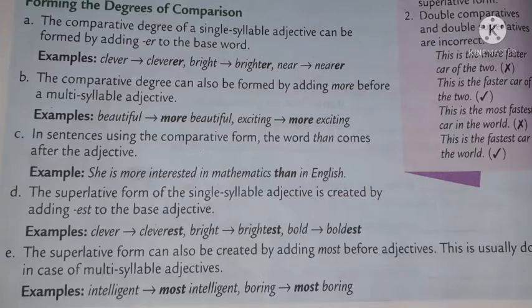In sentences using the comparative form, the word than comes after the adjective. Example: she is more interested in mathematics than in English. The superlative form of the single syllable adjective is created by adding est to the base adjective. Examples: clever, cleverest, bright, brightest, bold, boldest. The superlative form can also be created by adding most before adjectives. This is usually done in case of multi-syllable adjectives. Examples: intelligent, most intelligent, boring, most boring.